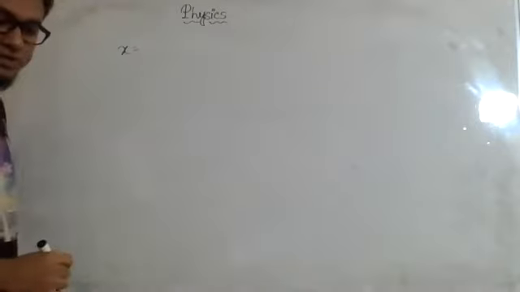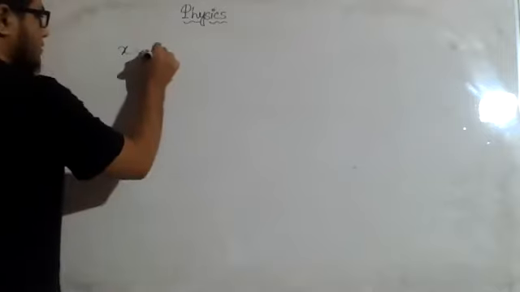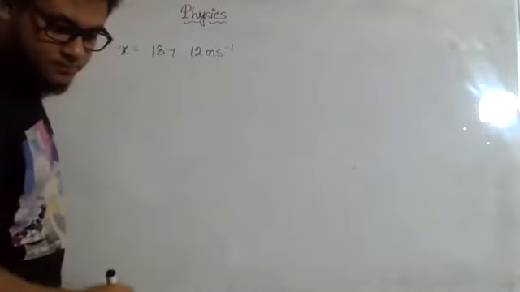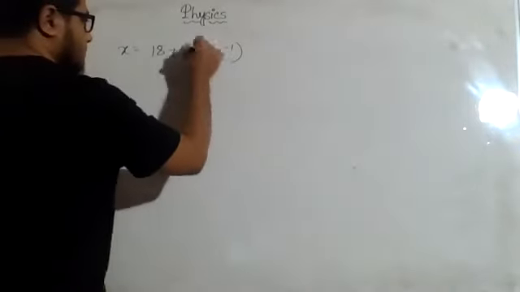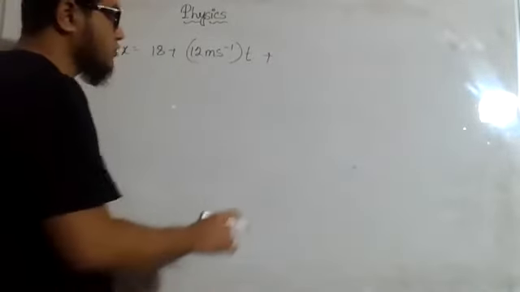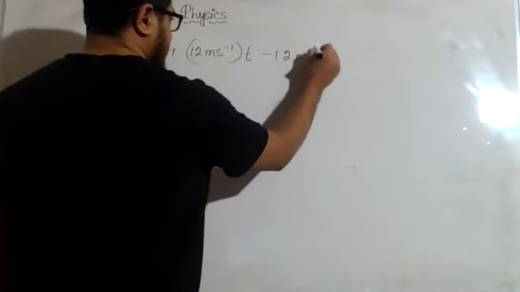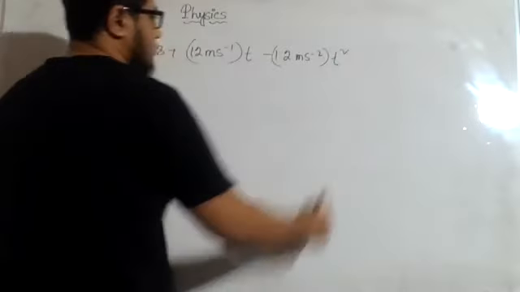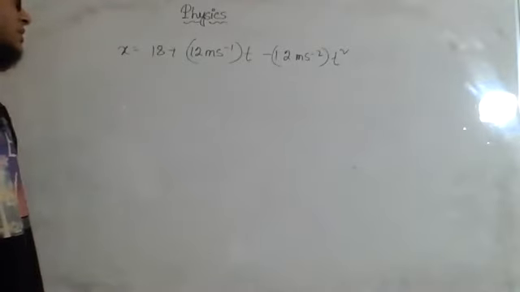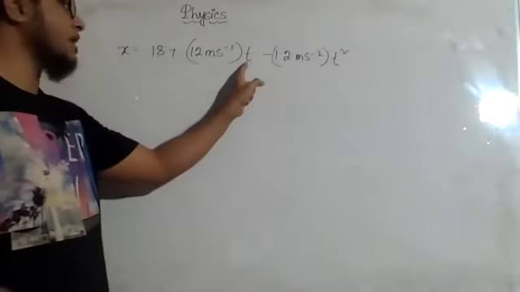If you come to page number 127, you will see that an equation is given: 18 meter plus 12 meter per second into t minus 1.2 meter per second square into t square. Now this is the equation, okay? So we can see that this is displacement. This is the equation of displacement, and it is dependent on time t.